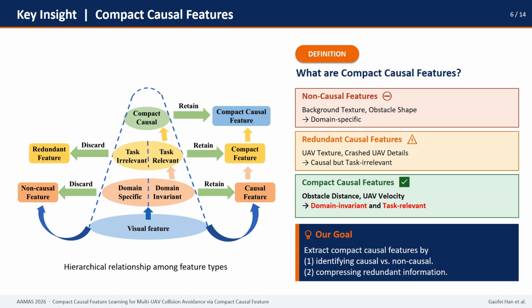They are domain invariant and task relevant. So our goal is to extract these compact causal features in 2 steps. First, identify causal versus non-causal, then compress redundant information.